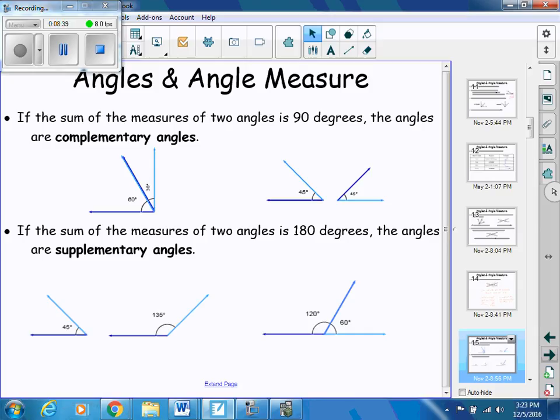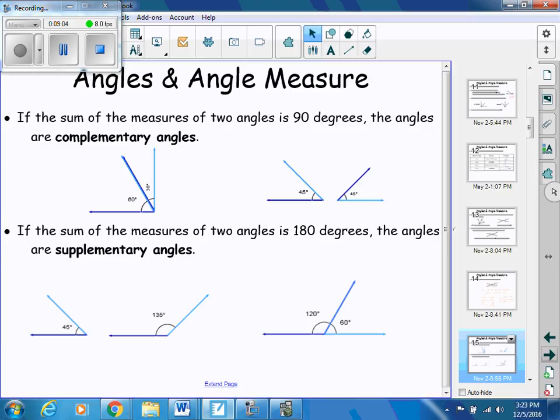The other sets of angles you can have are supplementary angles. Supplementary angles add up to 180. Again, they could be two separate angles like this 45-degree angle and the 135. If I add them up, they'll add up to 180. They could also be two adjacent angles like this 120-degree angle and 60-degree angle. They add up to 180.